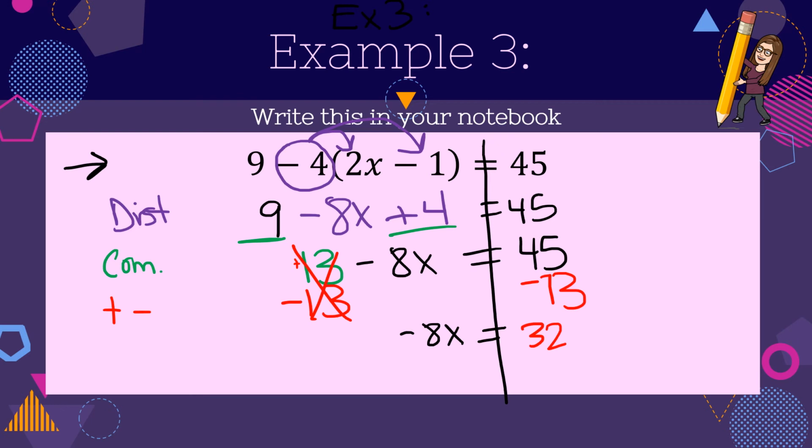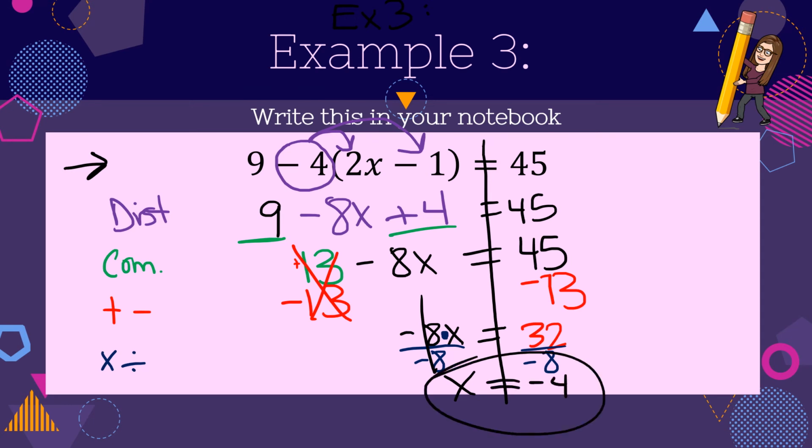My last step is I'm going to multiply or divide. In this case, instead of times -8, we're going to divide by -8. The x falls down, and I arrive at a -4 for my solution.